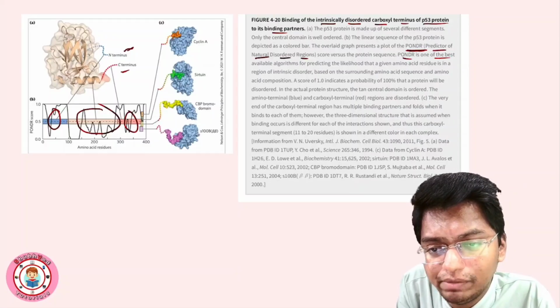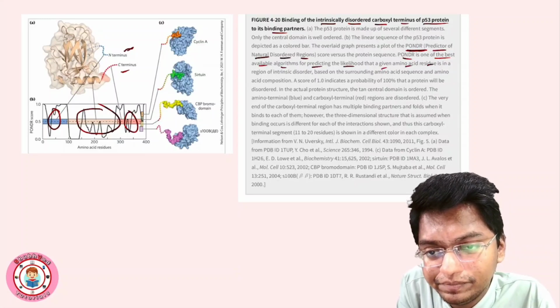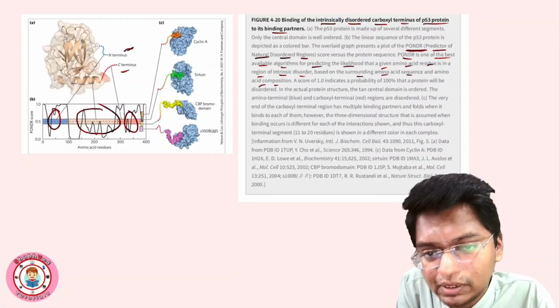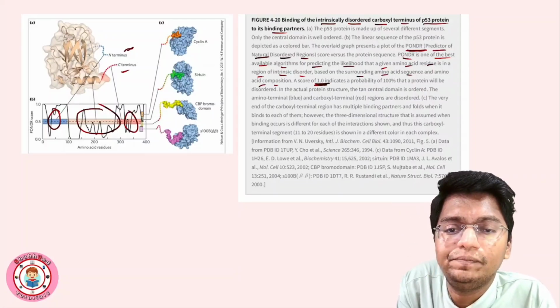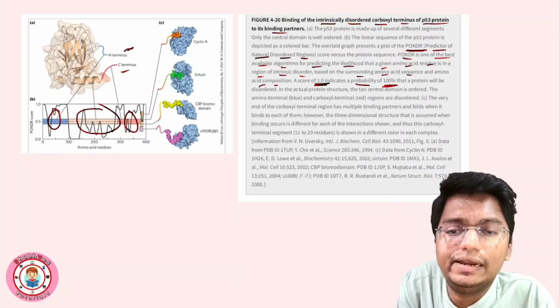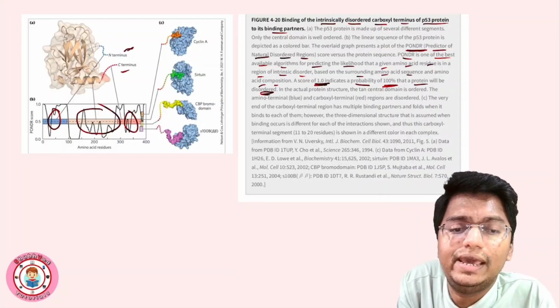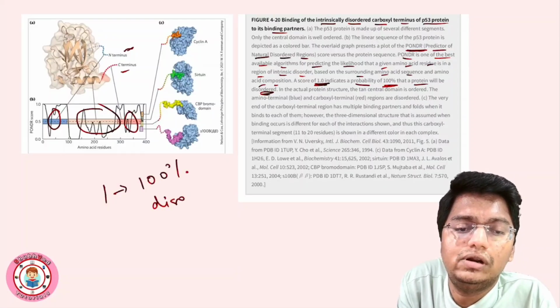So PONDR is one of the best available algorithms for predicting the likelihood that a given amino acid residue is in a region of intrinsic disorder, based on the surrounding amino acid sequence and amino acid composition. So if its score is 1, it indicates a probability of 100% that a protein will be disordered. Okay, the 1 shows 100% disordered protein. This you should remember.